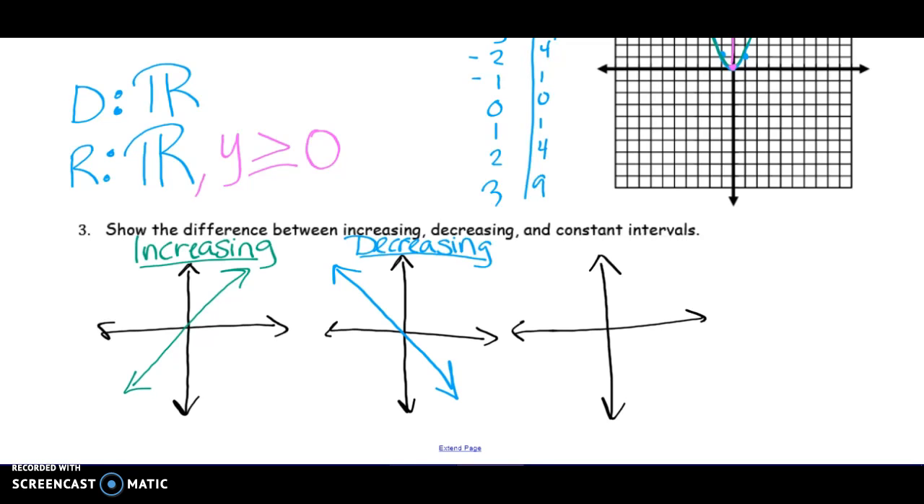And then the tricky one, constant. What does it mean to be constant? So this is where we are not changing. We don't see it increasing, we don't see it decreasing. So that's just a straight, flat, horizontal line.